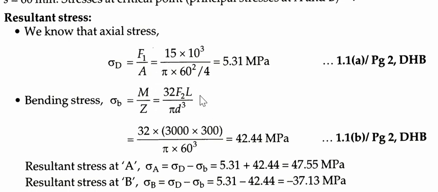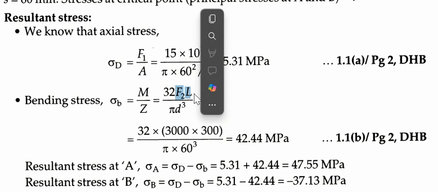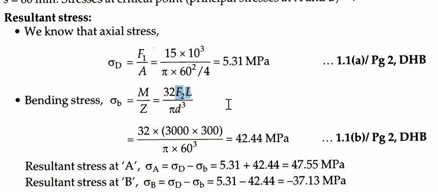Force is 15 kilonewton. By substituting in the formula, sigma D is 5.31 megapascal. The bending stress sigma B has the formula M by Z, where M is the bending moment, and the force is F2 into L, because the bending moment is due to the force F2 at length L. Then Z is the section modulus, which is pi d cubed by 32. So the formula is 32 F2 L by pi d cubed. Substituting, the bending stress sigma B equals 42.44 megapascal.